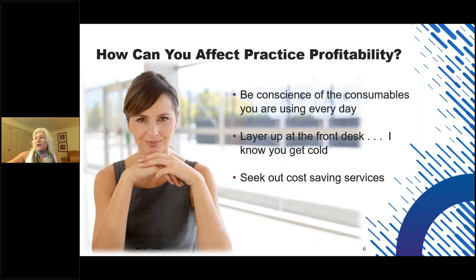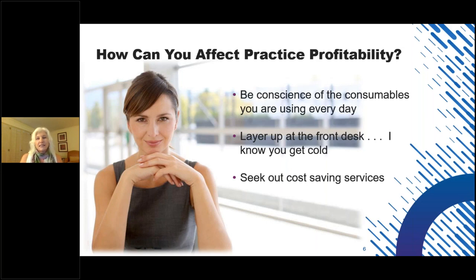Like I mentioned, I attended the ADOM conference this year, and a lot of times the office managers or the dentists attend these types of meetings so that they can seek out different types of services that might help their practice be more profitable, more efficient. So, in the couple slides that I just went through, finding ways of being more efficient is going to help your practice become more profitable.